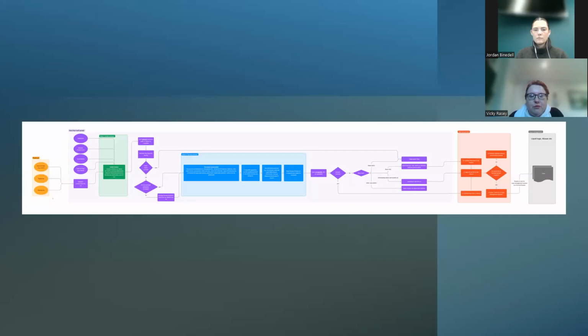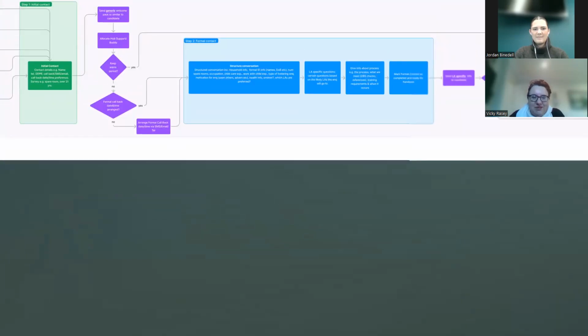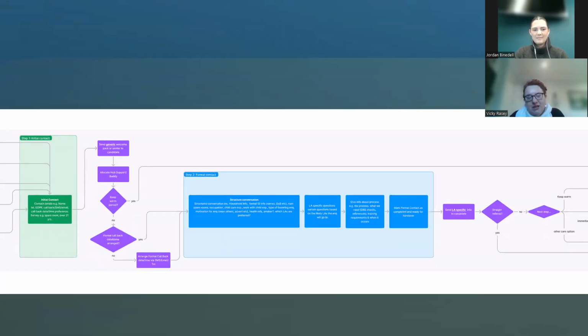I don't know if you're able to zoom in on this or not, Jordan. It's quite a busy document. The slides will be shared with you.